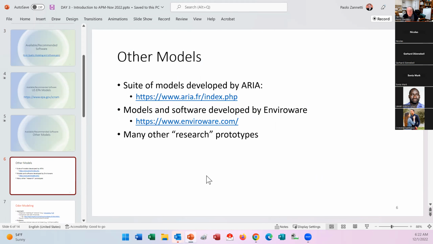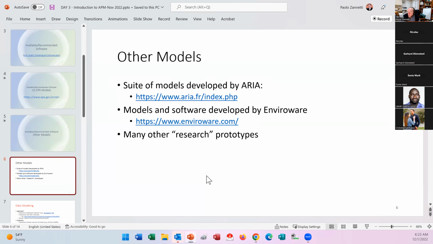In addition to those recommended by the EPA, there are many other models that are available in the literature, but they are research prototypes. These are models developed by scientists working at universities or consulting companies, and they have developed their own software for special applications. This software may be similar to the model recommended by the EPA or different, but it is worthwhile to give a look to what other people have developed, especially at universities.